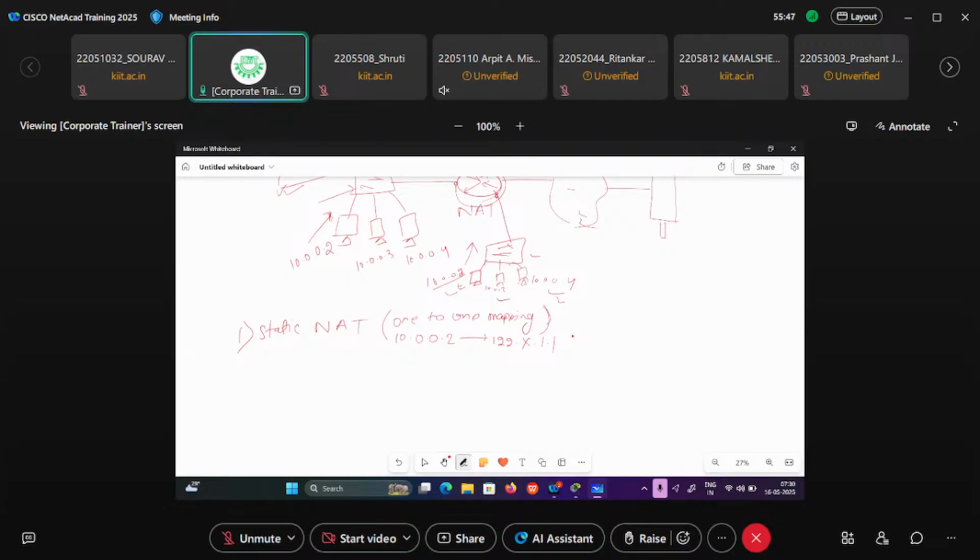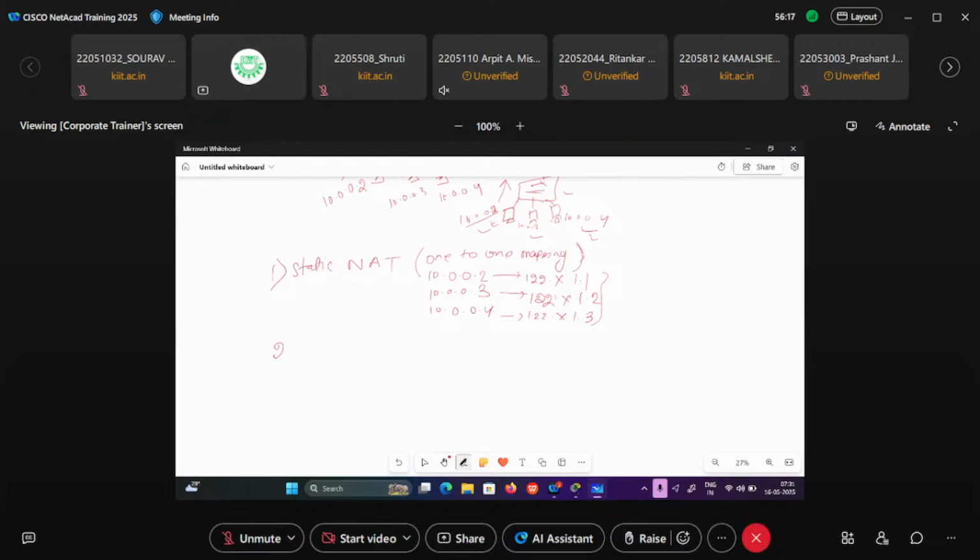If you have an IP like 10.0.0.3, then it will map with 122.x.1.3 or 2, whatever. You have an IP like 10.0.0.4, it will be mapped with 122.x.1.3, right? So that type of mapping will happen. I mean, each private IP will be mapped with one public IP. This concept is called static mapping. Then another is called dynamic mapping.